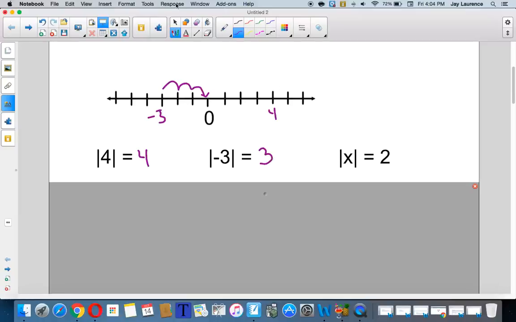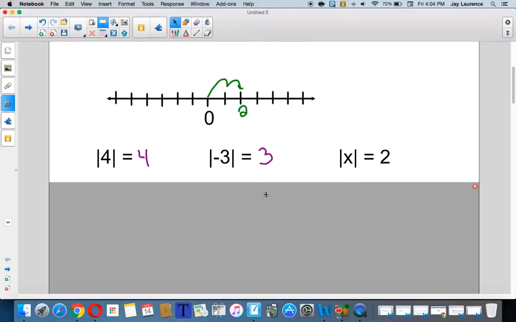All right, so let's see if we can apply the idea of how far on a number line a number is to a problem like this one. The absolute value of x equals 2. What I'm really asking you is, what numbers are 2 spaces away from 0? So I'm going to go from 0 and go 1, 2, and look at that. I hit 2. So that means x equals 2.